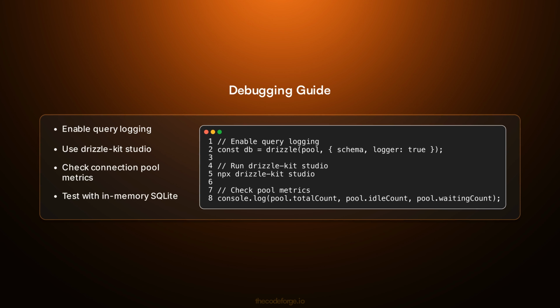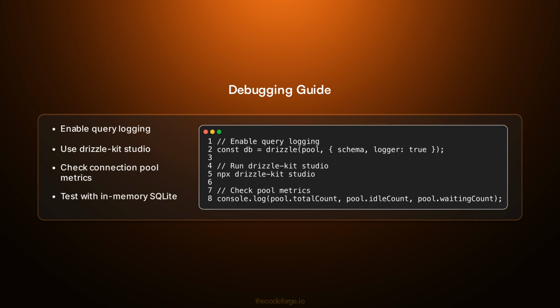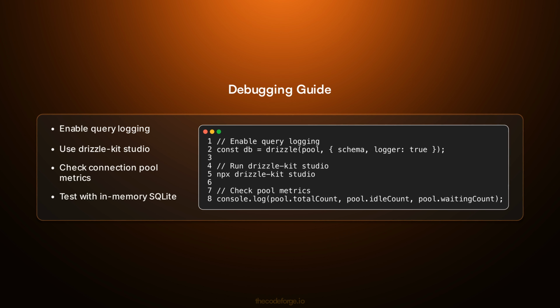To debug database issues, enable query logging by passing logger: true to Drizzle. Use Drizzle Kit Studio to inspect your database visually. Monitor connection pool metrics to detect exhaustion.